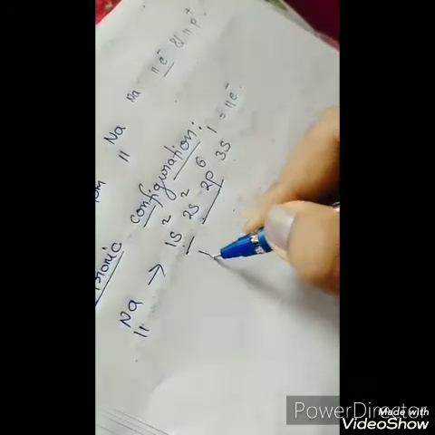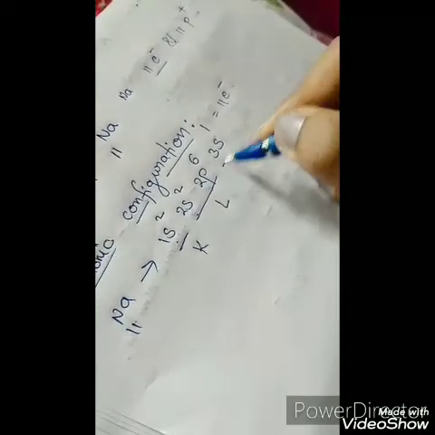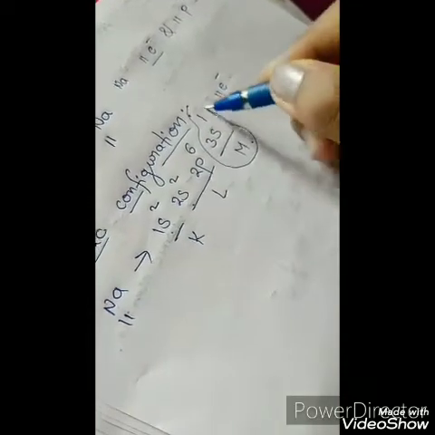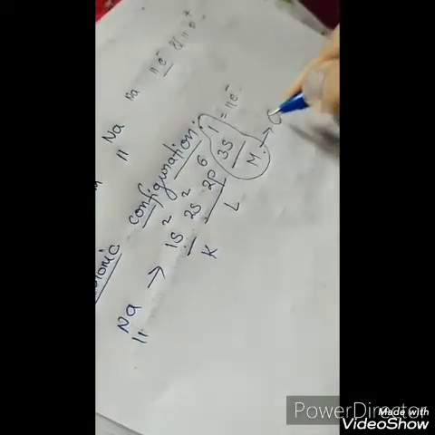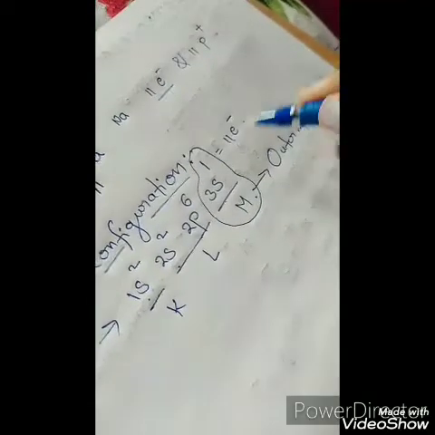1s2, that is the K shell. 2s 2p, that is the second shell, nothing but L. The third shell is the M shell. So here the M shell is the outermost shell. The outermost shell contains how many electrons, students? Here see, only one electron. So that one electron is known as the outermost electron or the valency electron.